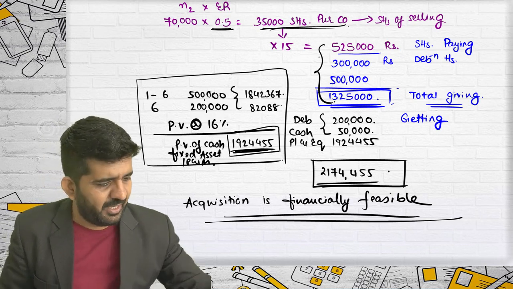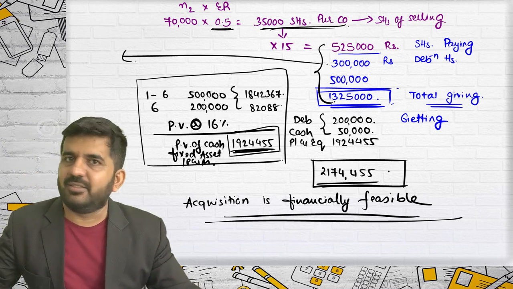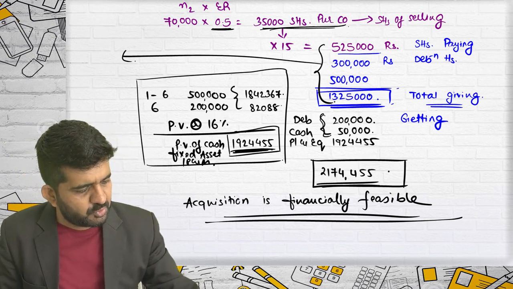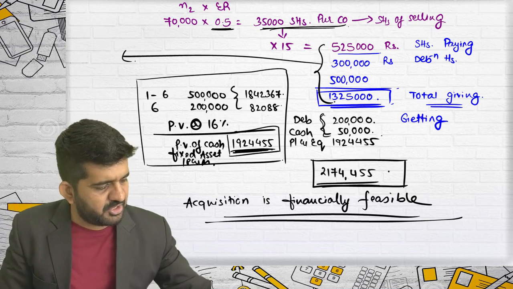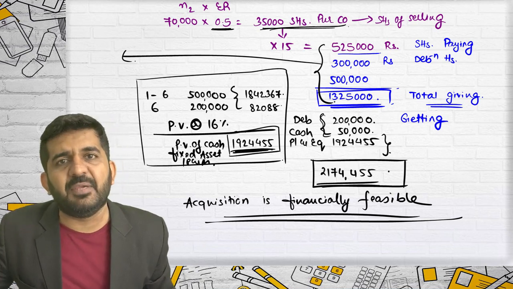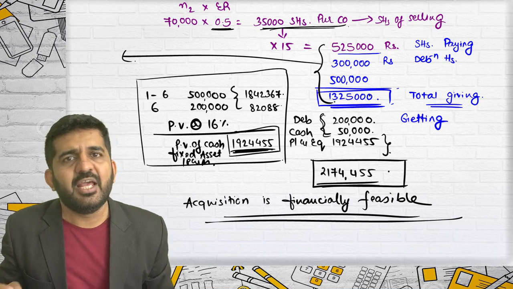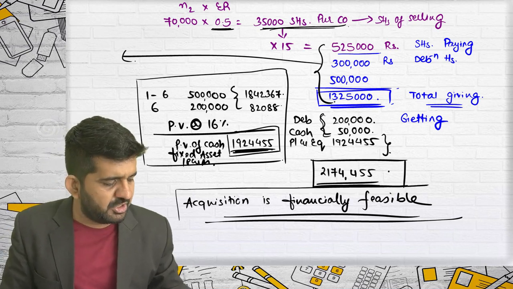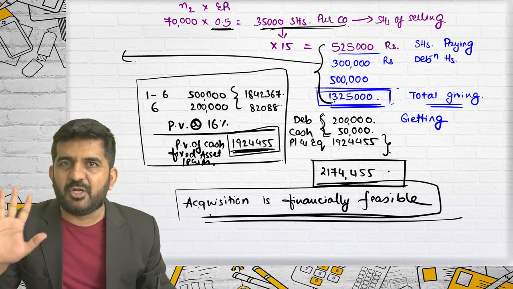Is it correct? Why? This is what you are paying, so it is outflow. This is what you are getting, so it is subtracted, so it is nothing but the present value of cash outflow. This is the present value of cash inflow. They find out NPV and then they say NPV is positive, so you should accept the project, and so they will give the same decision that acquisition is financially feasible. Try to concentrate on what is happening.